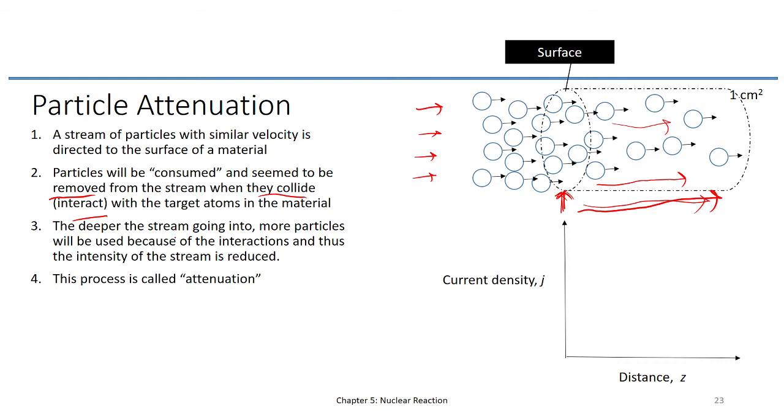So the deeper the stream goes, the more particles will be used because of the interaction, and thus the intensity of the stream will be reduced. So the number of projectiles in the stream will be reduced. This reduction of the intensity of the stream is called attenuation.